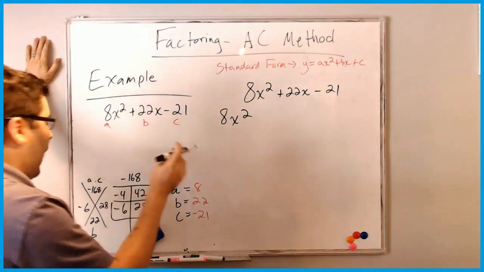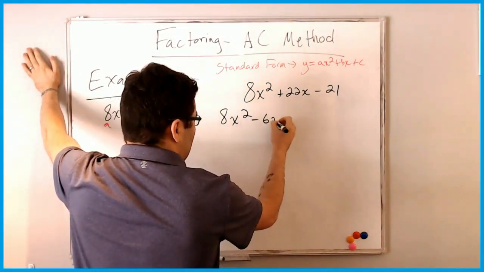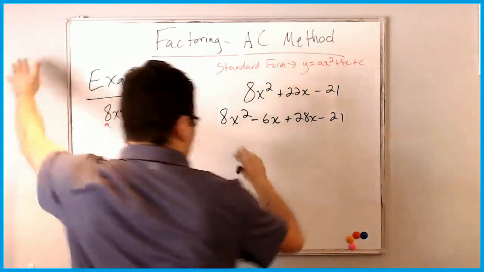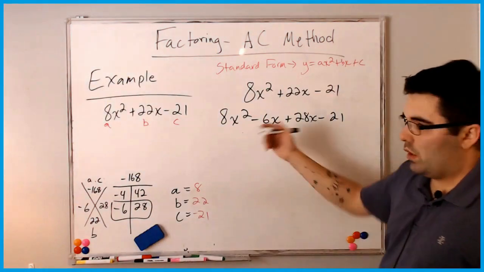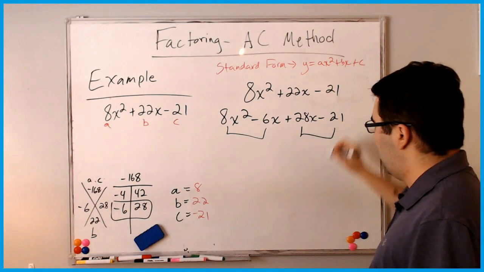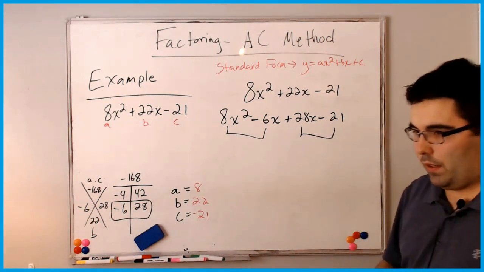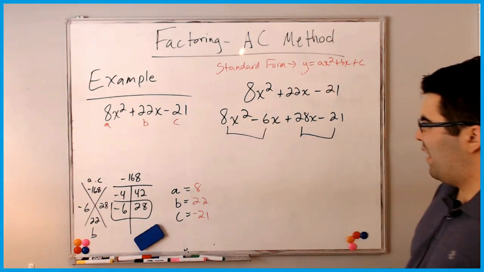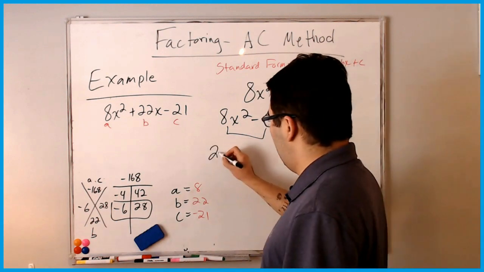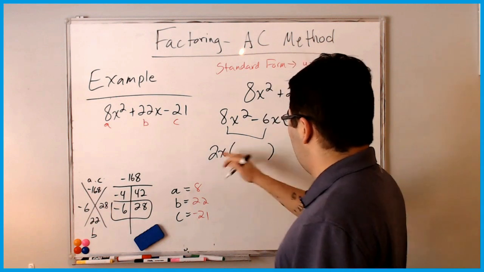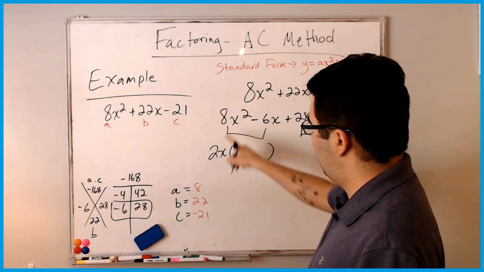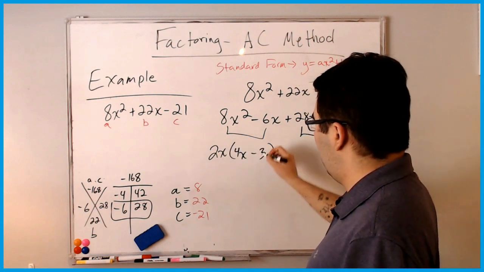By the way, the factoring that we're doing right here, minus 6x plus 28x minus 21, is called factoring by grouping, because you're grouping the first 2 terms and you're grouping the last 2 terms and you're looking for a greatest common factor. 8x squared and 6x have a 2 in common. They have a 2x in common. So 2x times 4x is how we get this. 2x times negative 3 is how we get that.